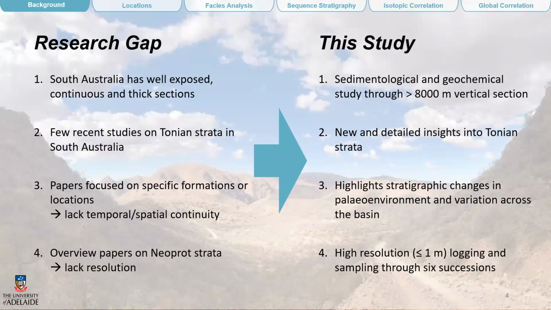There has been quite a lot of work done in the Cryogenian, especially Ashley. She's done fantastic work in the Cryogenian. And a lot of those are focused on specific formations. So this might help piece together some of the more stratigraphic changes through palaeoenvironment and also looking at the variation across the basin because we've highlighted a few sections across the northern Flinders. On the flip side of that, you have some fantastic work by Wolfgang, which really encompasses the Neoproterozoic as a whole across the basin, but you can sometimes lack the resolution. Because we've measured at meter scale, we've got quite detailed logs through the Tonian to Cryogenian.